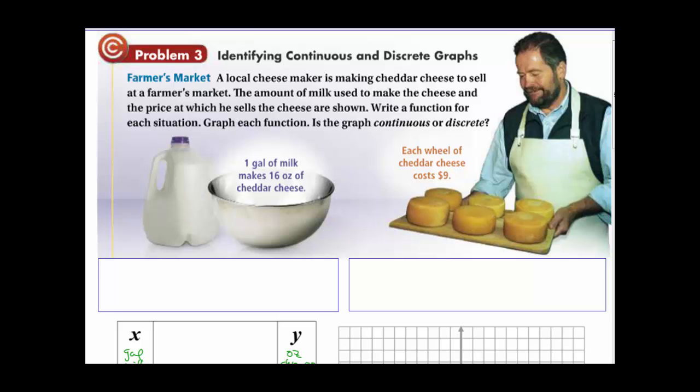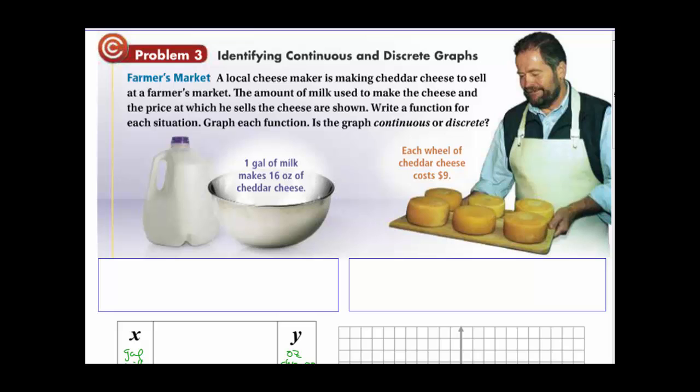So we have a farmer's market. A local cheesemaker is making cheddar cheese to sell at a farmer's market. The amount of milk used to make cheese and the price at which he sells the cheese are shown. Okay, so write a function for each situation, graph each function, and then say whether it is continuous or discrete. So we know that 1 gallon of milk makes 16 ounces of cheddar cheese. And then each wheel of cheddar cheese costs $9.